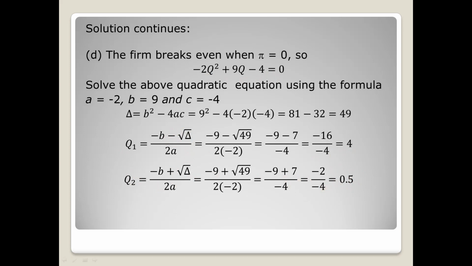So at these two values of Q, the profit is 0. So we have to say here the firm breaks even when Q equals 0.5 or when Q equals 4. So at two values of Q, the firm breaks even. So this is the solution of part D.